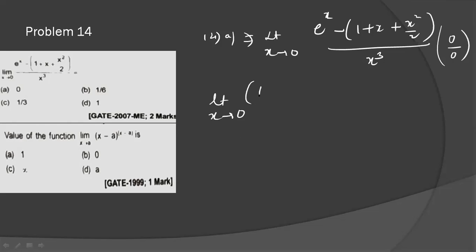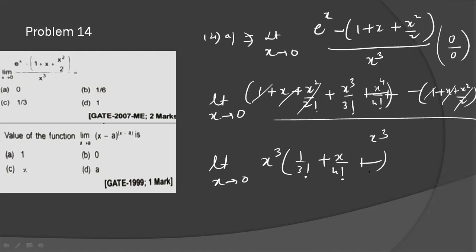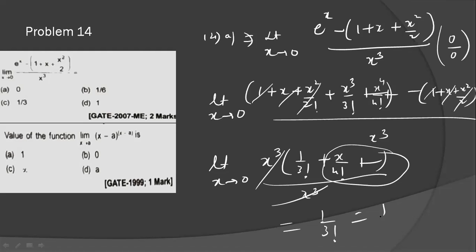If I expand e to the power x, you will get 1 plus x plus x square by factorial 2, plus x cube by factorial 3, plus x to the power 4 by factorial 4, and so on, minus 1 plus x plus x square by 2, upon x cube. So the first three terms are cancelled out. Then x cube will be left. If you take it common, then 1 upon factorial 3 plus x upon factorial 4 plus so on, upon x cube. X cube is cancelled out. If you put x equal to 0, then the rest of the terms will be 0 except 1 upon factorial 3. It will be 1 by 6.